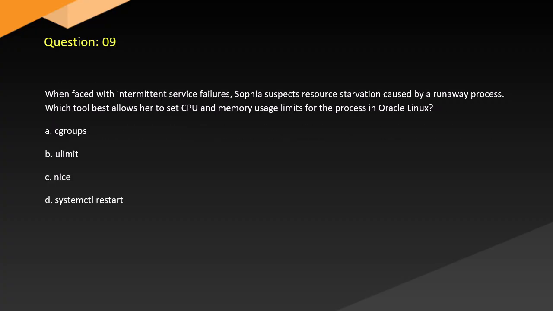Question 9. When faced with intermittent service failures, Sophia suspects resource starvation caused by a runaway process. Which tool best allows her to set CPU and memory usage limits for the process in Oracle Linux? A. cgroups. B. ulimit. C. nice. D. systemctl restart.